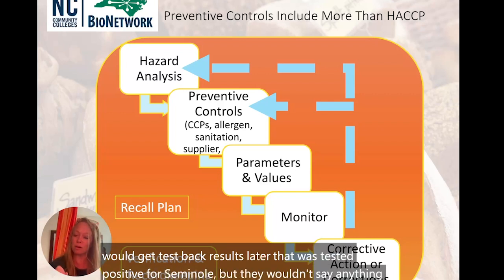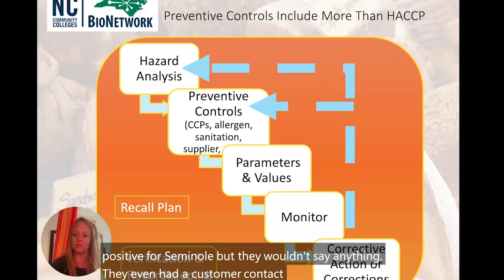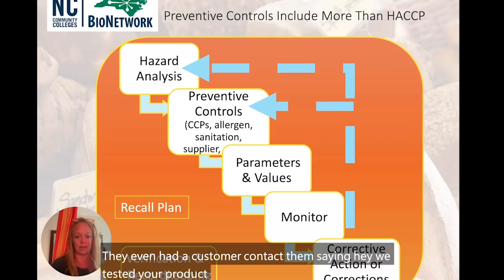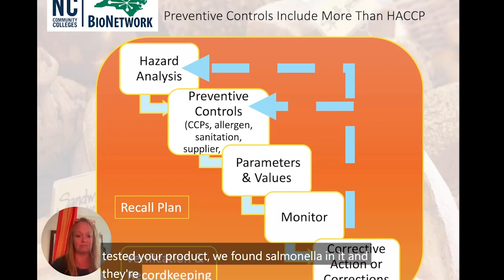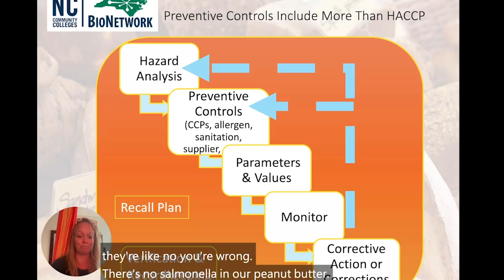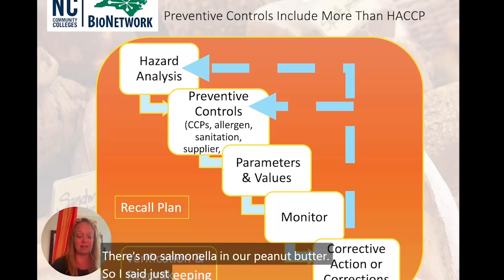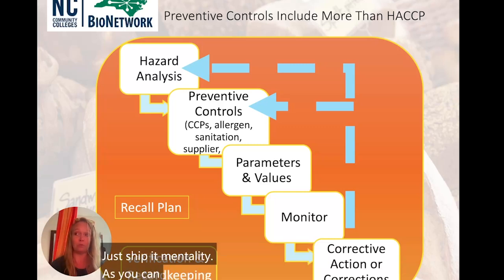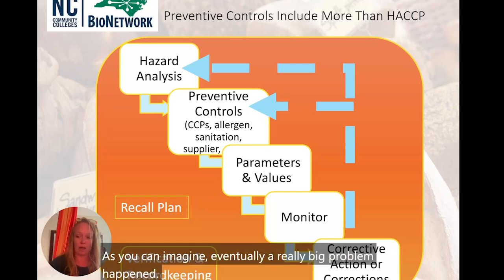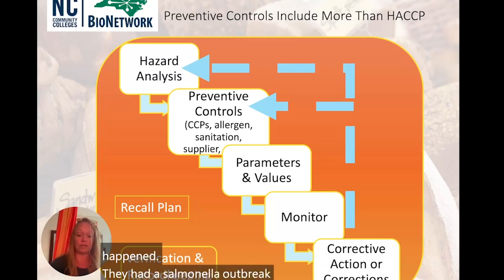They even had a customer contact them saying, hey, we tested your product. We found salmonella in it. And they're like, no, you're wrong. There's no salmonella in our peanut butter. So it's a just-ship-it mentality. As you can imagine, eventually a really big problem happened. They had a salmonella outbreak. 714 people got sick and 9 people died.